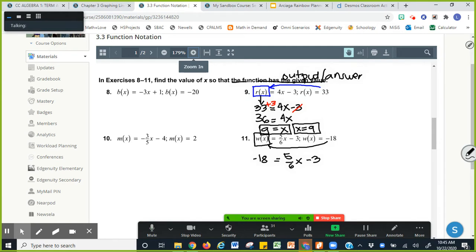Okay. So now we need to get the x by itself again. You can do this in 2 ways. If you don't like working with fractions, you multiply everything by 6 so you can get rid of the denominator. Or the simplest way is you add 3 over here. So add 3 to 18, and that will give you negative 15, right? Equals, just bring down 5 over 6x.